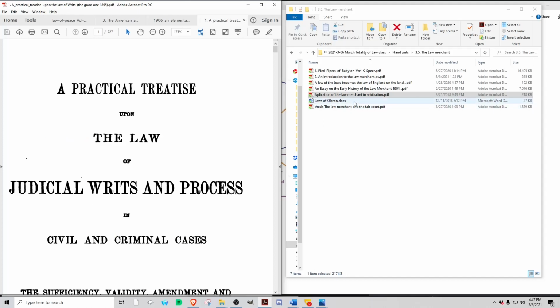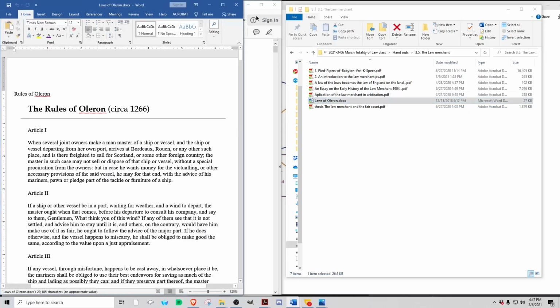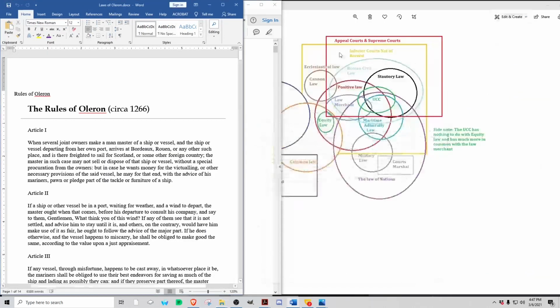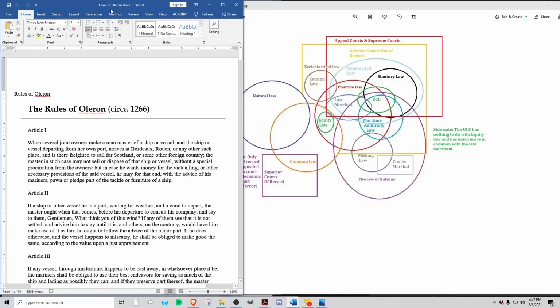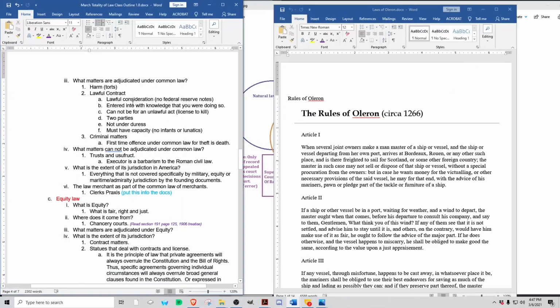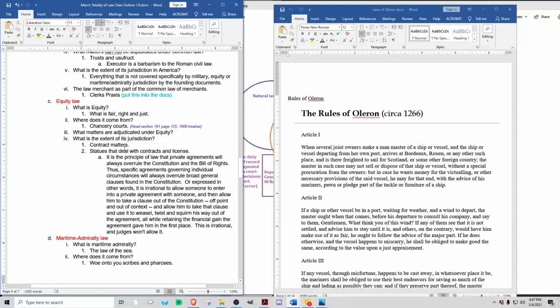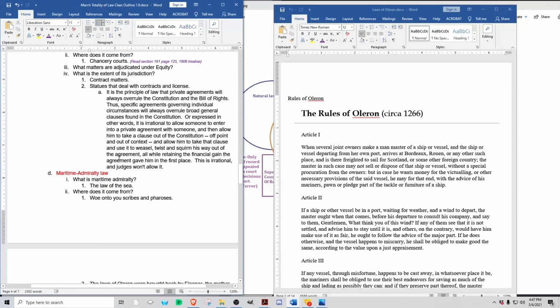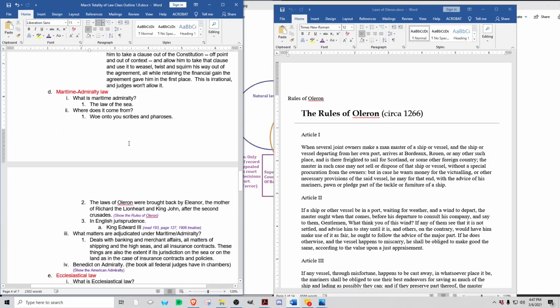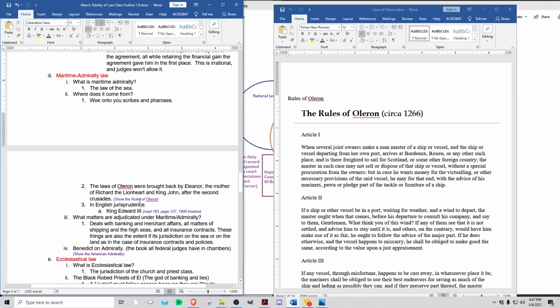Then the laws of Oleron. This is what I wanted to connect in with the history of Eleanor, John, and William Lionheart. I'm going to come back to equity, so I'm just going to skip down a little in the class outline to maritime admiralty, because we're getting the law merchant. Now, the laws of Oleron are technically maritime admiralty law, but they're also an aspect of law merchant, because remember, these things do overlap.